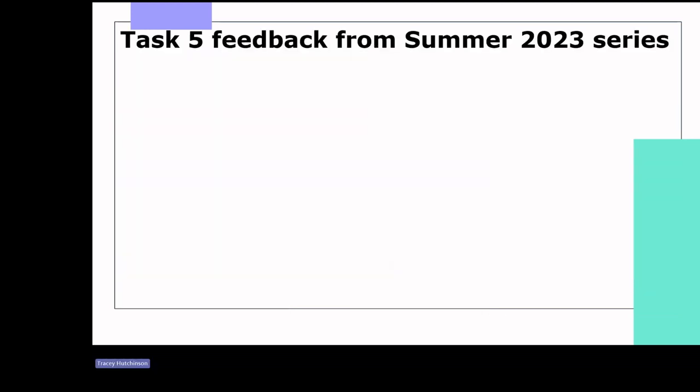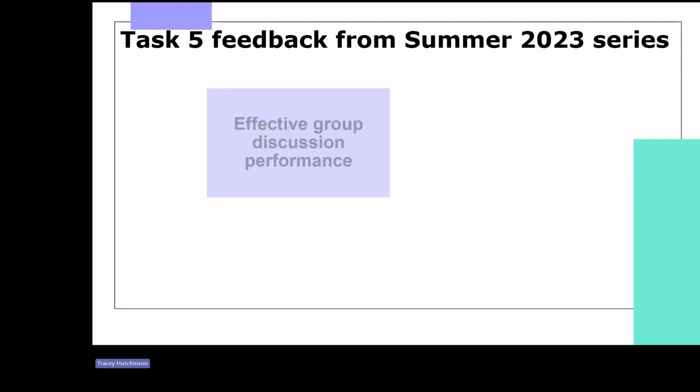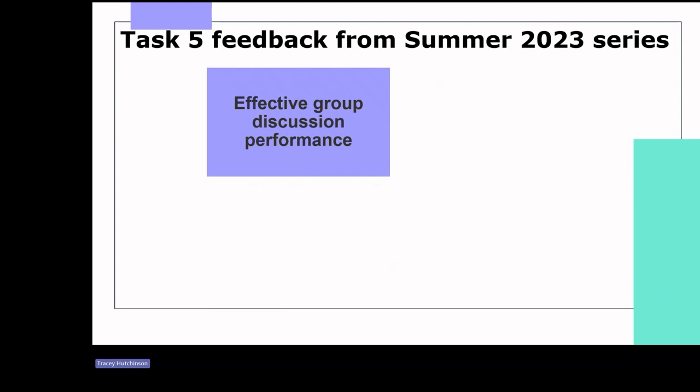So now that we've looked at the grade A student exemplar, we're now going to explore the key themes in task 5 from the Chief Examiner reports from the Summer 23 series, and they can be summarised as follows. Students generally performed well in this task, demonstrating effective participation in the group discussion. Almost every student showed the ability to engage and contribute effectively during the group discussion.